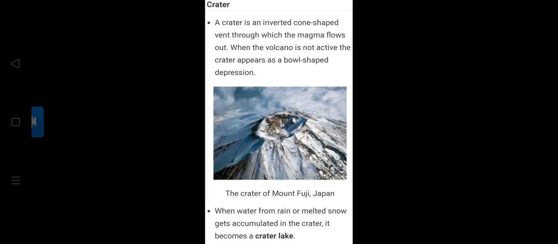Now, simple thing, what is a crater? Some information regarding a crater. It is an inverted cone-shaped vent through which the magma flows out. When the volcano is not active, meaning it's not erupting regularly, the crater appears as a bowl-shaped depression. Depression means there's some depth in it. Bowl-shaped, it looks like that. The crater of Mount Fuji, Japan. When water from rain or melted snow gets accumulated in the crater, it becomes a crater lake. As we discussed a different kind of land formation, that was the crater lake. So this is some more information adding to that.